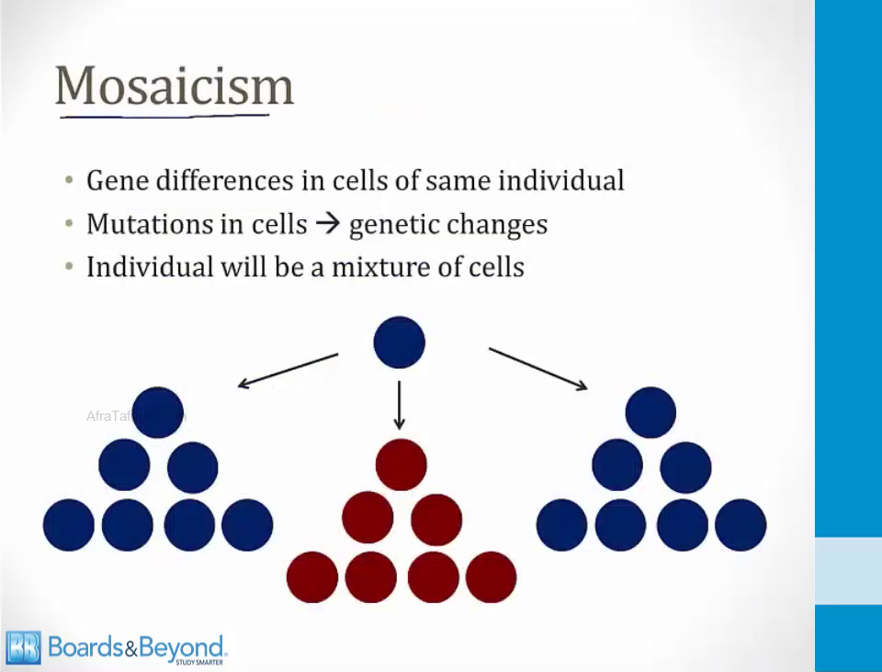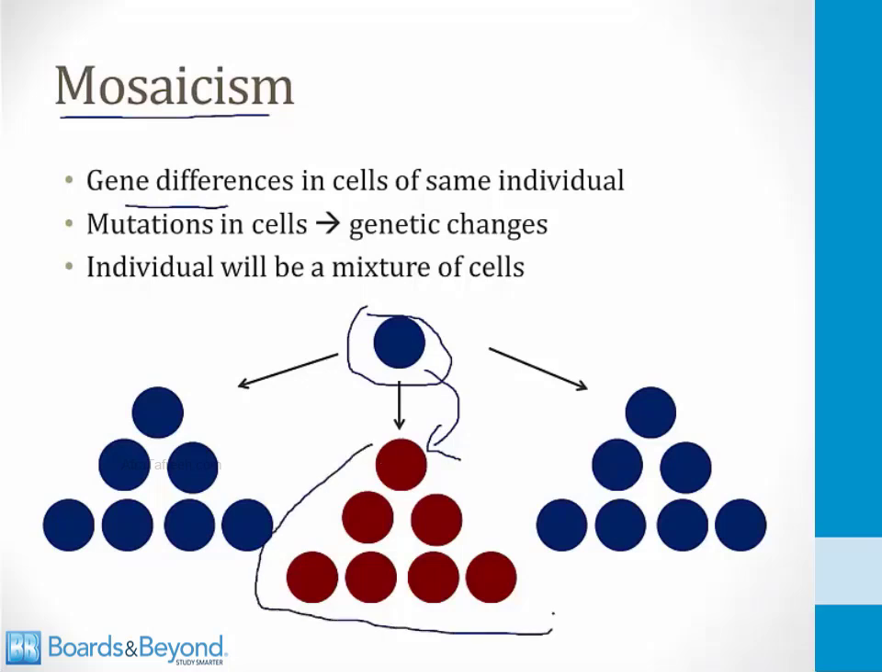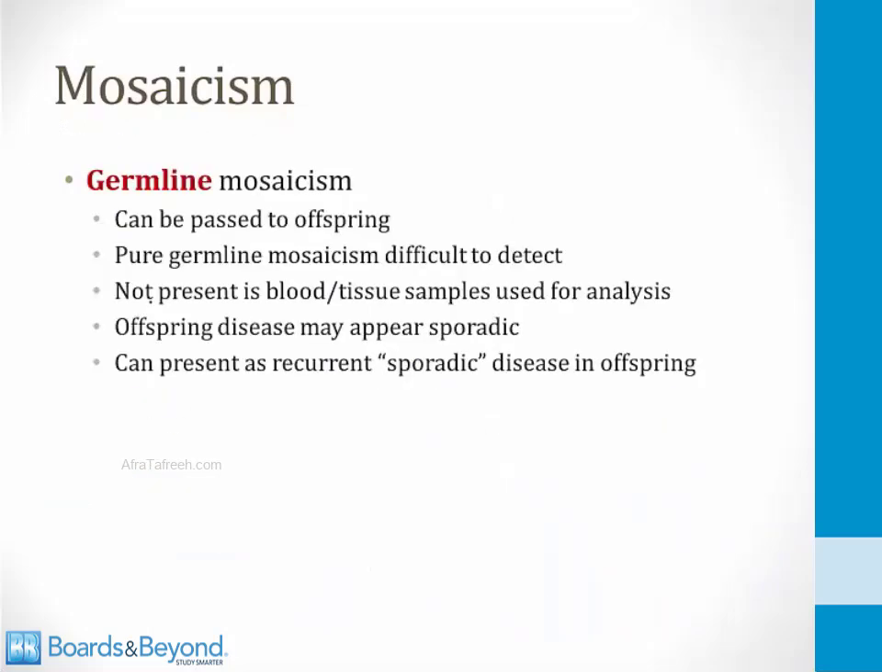This is a genetic term that refers to gene differences in cells of the same individual. So let's imagine that we have a whole bunch of blue cells which are replicating to create daughter cells, and one of them develops a mutation during the course of mitosis. This will lead to a new population of cells which has different genes compared to the other cells in that same individual. Therefore, this individual has a mixture or a mosaic of different genetic makeup, and therefore this is said to be an example of mosaicism. Mosaicism can involve germline or somatic cells.